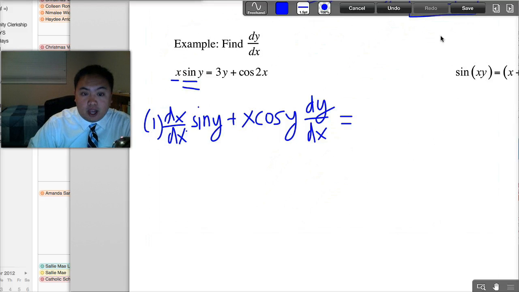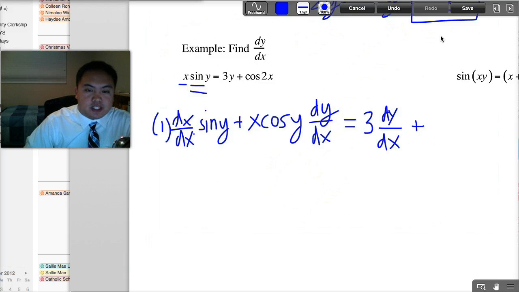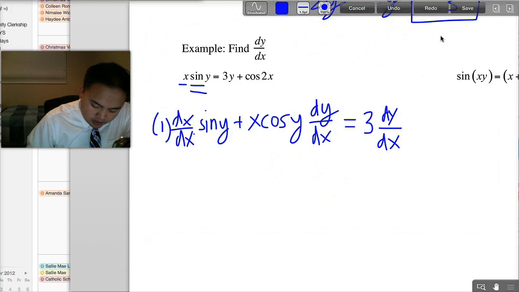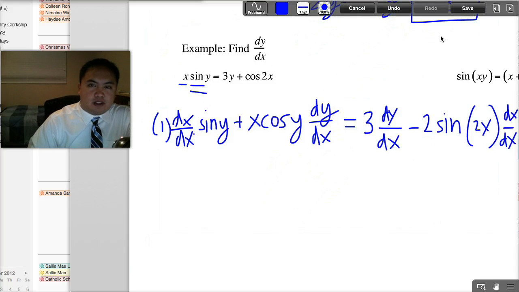Equals, the derivative of 3y is 3 dy/dx. Plus, the derivative of cosine 2x, if you remember this is a chain rule, is going to be negative 2 sine 2x. So the derivative of cosine is going to be negative sine. Negative 2 sine 2x. And then since I'm deriving again by x, I'm going to do dx over dx. Now in step 2, remember dx over dx is just 1.